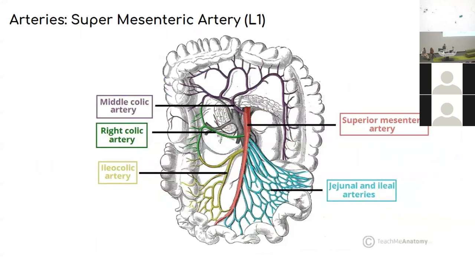Superior mesenteric, again, just knowing these images, the three that I've got up here are probably the best. If you can draw them out and know it, that'll be great. It comes out at L1 and there's not too much that's important about this one. It supplies the majority of the small intestine.